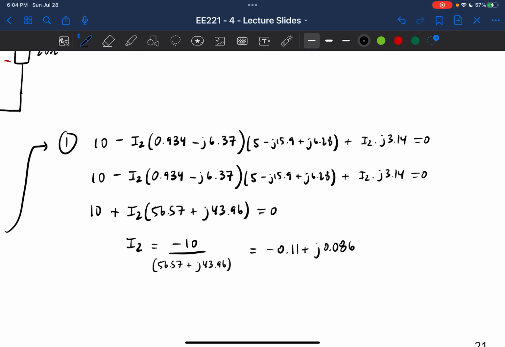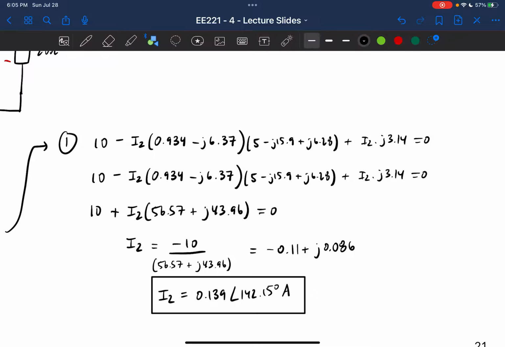That's my I2. And so if I convert that into polar, I get that I2 is equal to 0.139 angle 142.15 degrees amps. I am going to scroll on the textbook and see if that is correct. I really hope that it is. IL equals 139.5 milliamps, angle 142. Wow, okay, that's awesome. That is correct. I don't know why I was feeling like that was going to be off. I think it's just these problems are so prone to algebra errors.